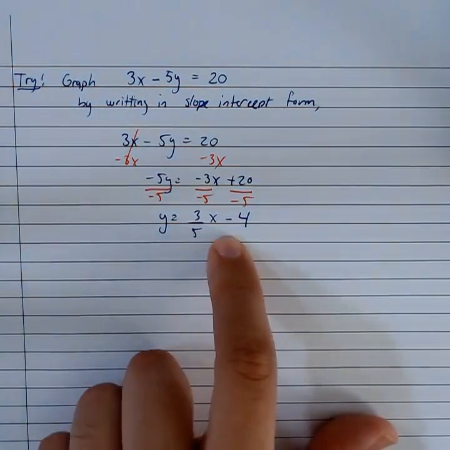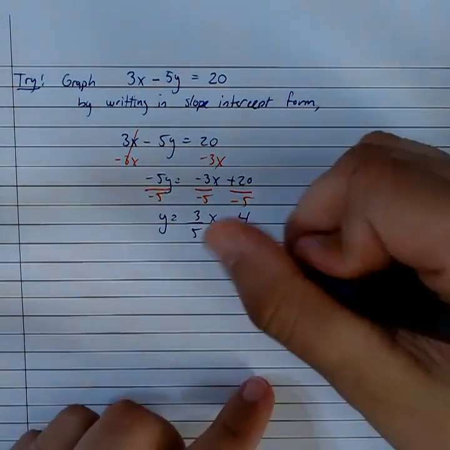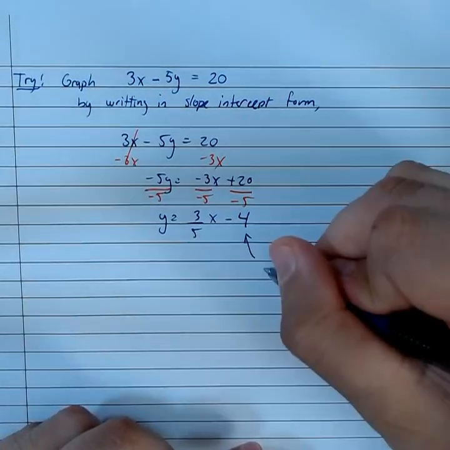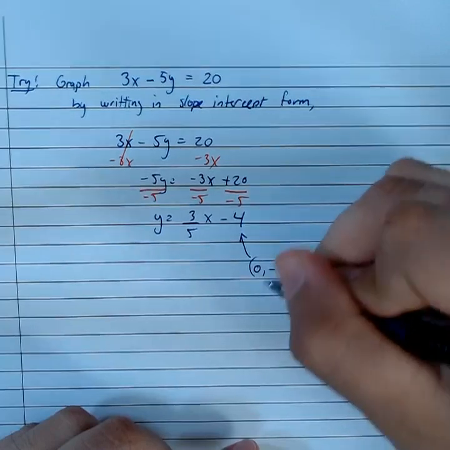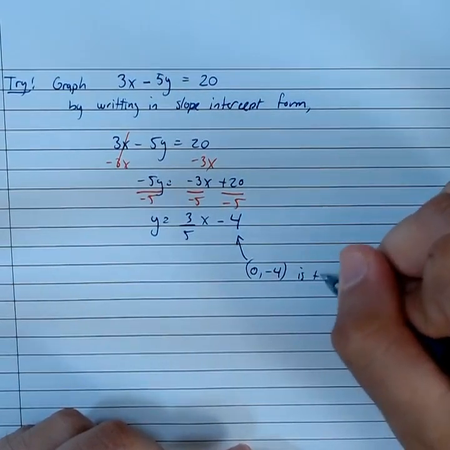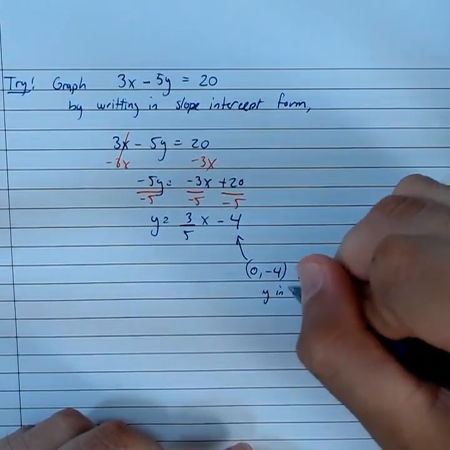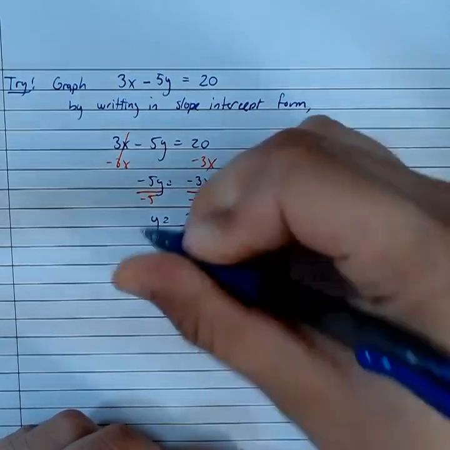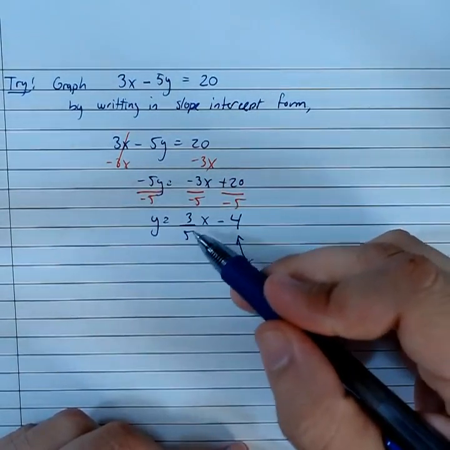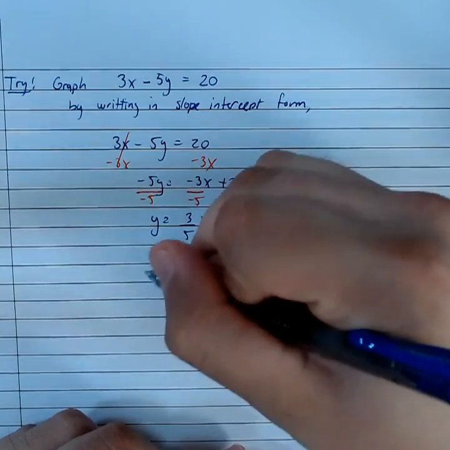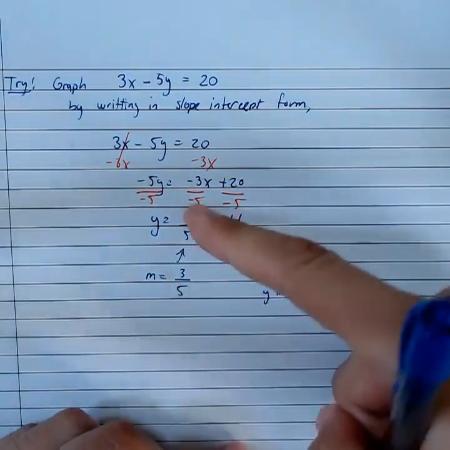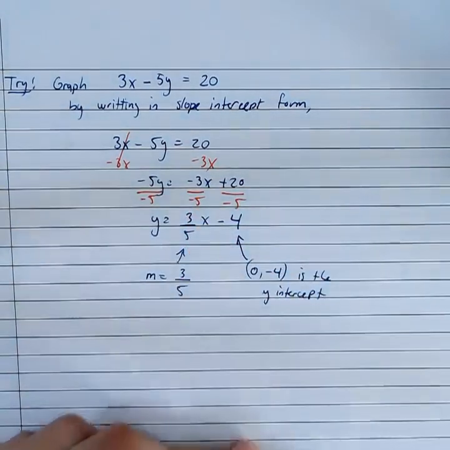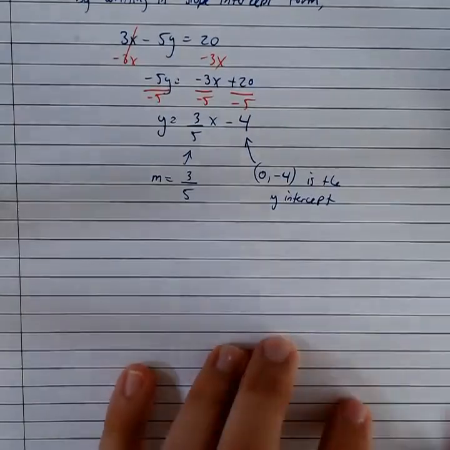Okay, just like that. So now we have that our y-intercept will be 0 comma that number. 0 comma negative 4 is the y-intercept. The slope is going to be the coefficient of x. In other words, the slope is going to be 3 over 5. Notice both negatives divided away, so here that's a positive. And now we can graph.